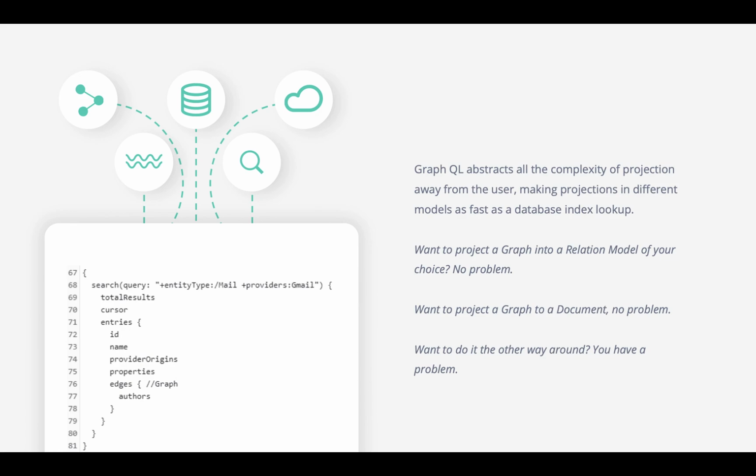What happens if we wanted to do it the other way around? What if we had our data in a relational store and wanted to project it into a graph? That's when we have issues. That's when we need systems like CluedIn to be able to build graphs automatically off source systems.